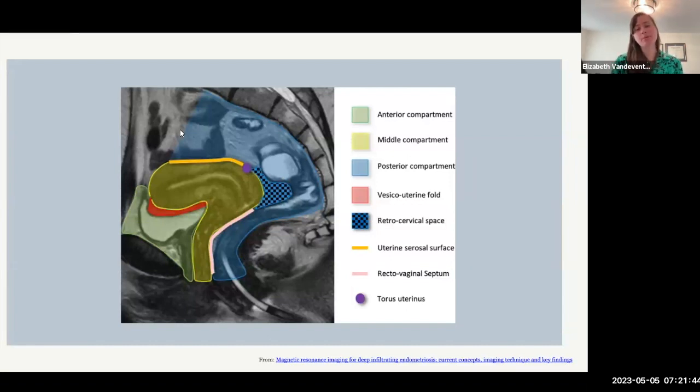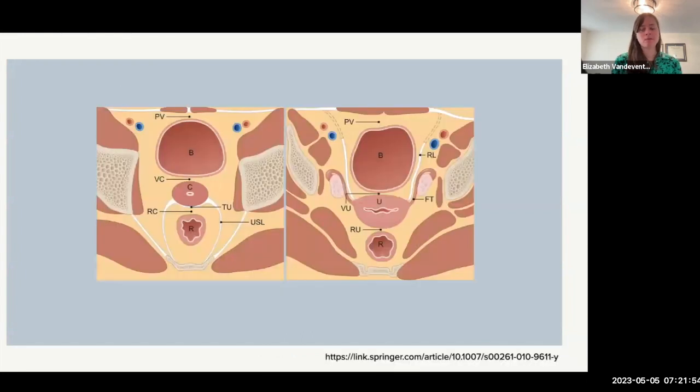And then in the posterior compartment here, we see the rectum, we see the rectovaginal space here, we see the retrocervical space here. We look at these same features in axial images. Again, we'll see the prevesicular space here, the bladder. You'll see posterior, in between the bladder and the cervix, that's the boundary of your anterior space.